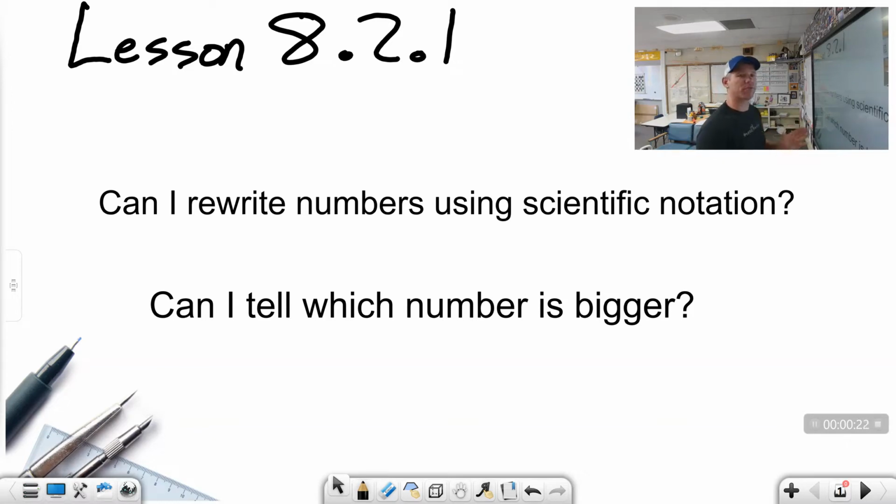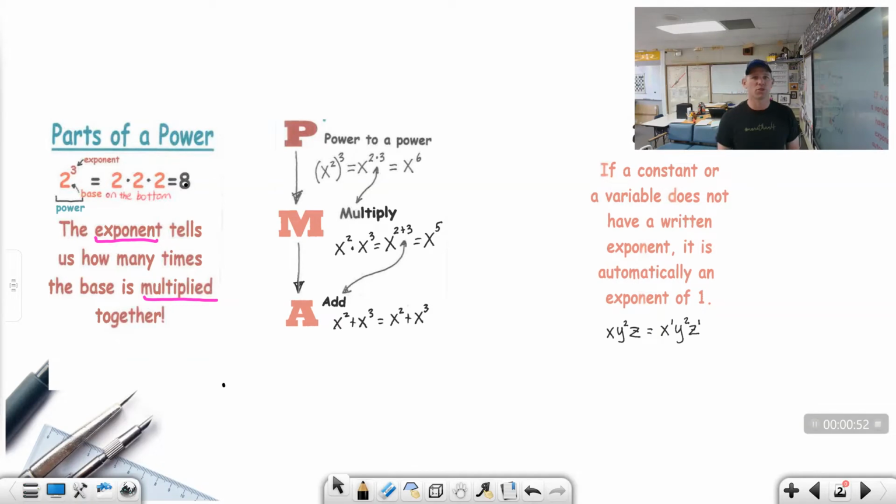Now today we're going to start shifting gears a little bit and we're going to focus on rewriting numbers in scientific notation. You asked me, Mr. McCoy, what in the world is scientific notation? Scientific notation is an easier way to write really big numbers, okay? Or it could be really small numbers, but we're going to focus on the really big numbers first. And ultimately, where we're going to end up today is, can I tell which number is bigger? When I look at scientific notation, which number is bigger? These are the two learning targets that we're going to start with.